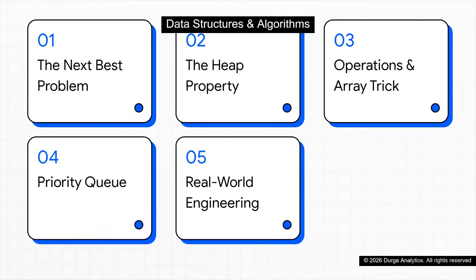So here's our game plan for today. We're going to cover 1. The next best problem. 2. The heap property. 3. Heap operations and a really cool array trick. 4. Building the priority queue. And 5. Real-world engineering and interviews.